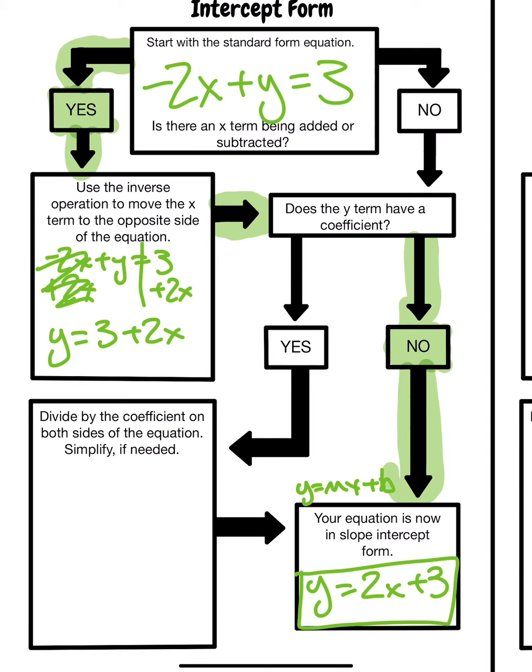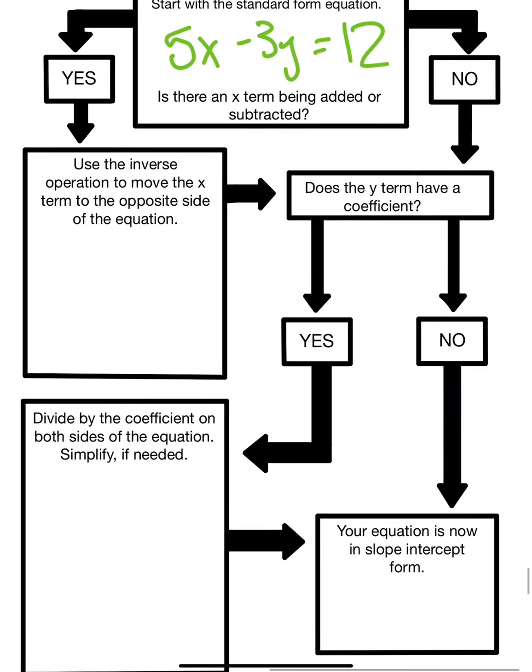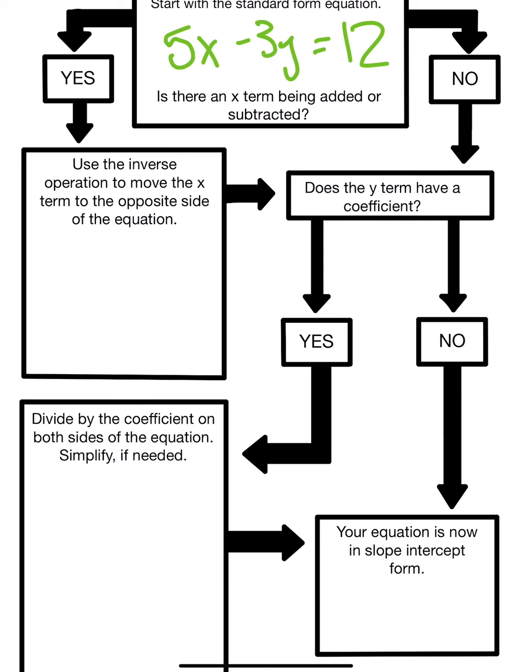Cool. Let's try one last one. We have 5x minus 3y equals 12. First question, is there an x term? Yes, there is. We have a 5x, so we're going to follow that yes arrow all the way over here. Use the inverse operation, move the x term to the opposite side of the equation.